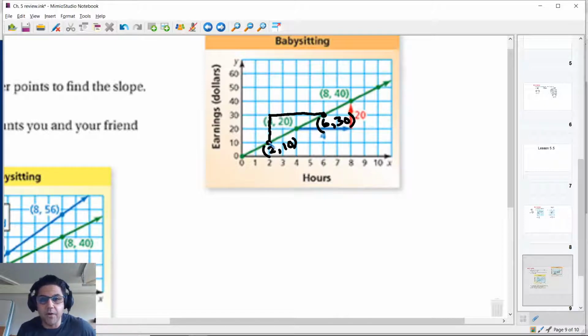Now let's see. I go up 2 boxes. Each box is counting by 10, so that would be a rise of 20. And then I go to the right 1, 2, 3, 4 boxes, and each box is counting by 4 on the x-axis. So I have a run of 4. So my slope is rise over run, 20 over 4, which is a slope of 5.